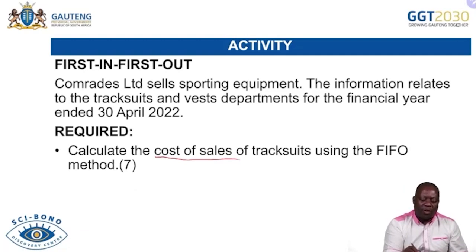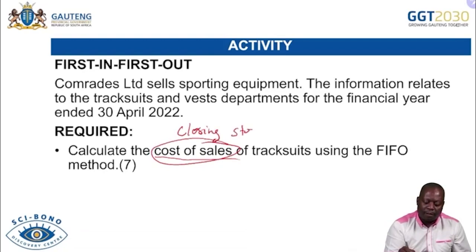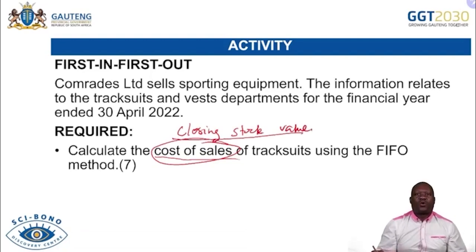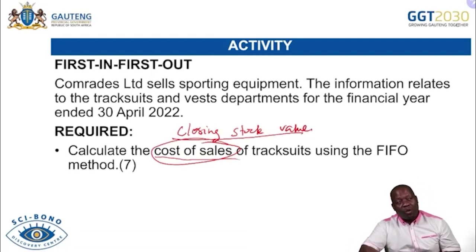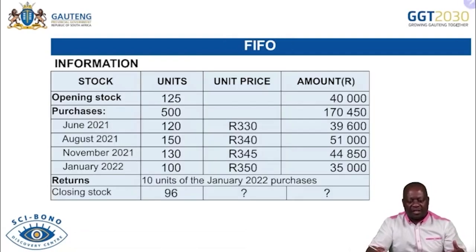Now, the key is you can never get to cost of sales without the closing stock value. So we need to find the closing stock value using FIFO. Okay. What is the assumption when it comes to FIFO? Stock bought first has been sold first. So our closing stock is made up of the most recent items purchased. That's the assumption. That's what we are basing on.